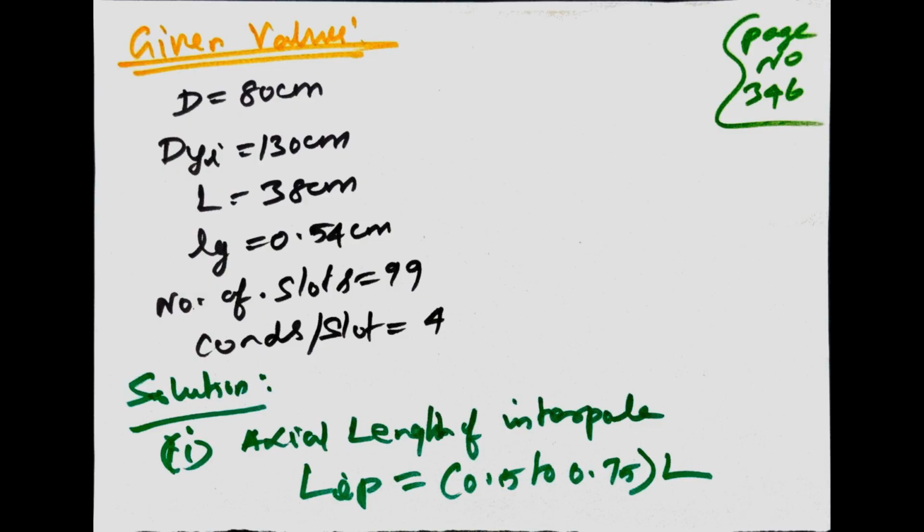Given values: D is equal to 80 cm, DYI is equal to 130 cm, capital L is 38 cm, LG is equal to 0.54 cm, number of slots is equal to 99, conductors per slot is equal to 4. Solution. First, axial length of interpole LIP is equal to 0.5 to 0.75 of L. Theoretical parts are given in that formula.